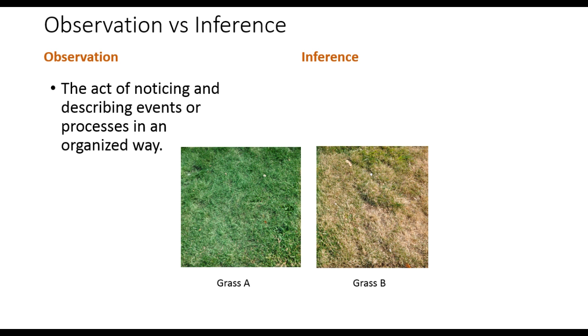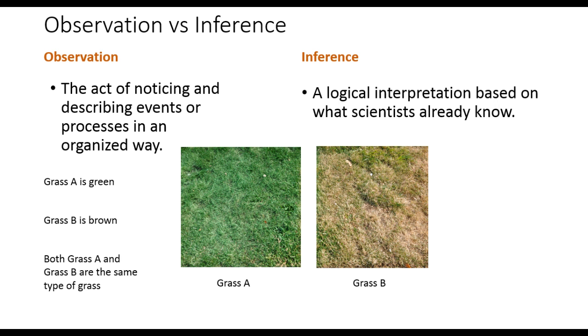First, an observation is the act of noticing and describing events or processes in an organized way. Some examples of observations based on these pictures are grass A is green, grass B is brown. If we want to get a little bit more intellectual, we can say both grass A and grass B are the same type of grass.